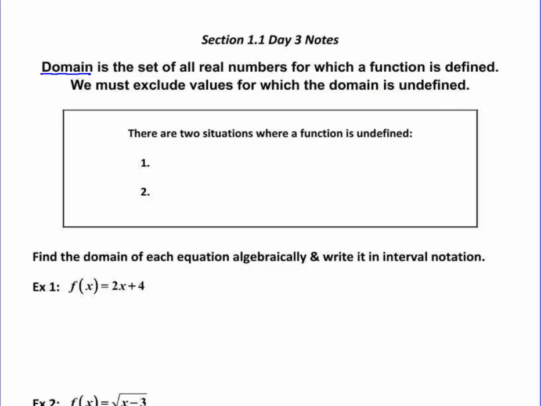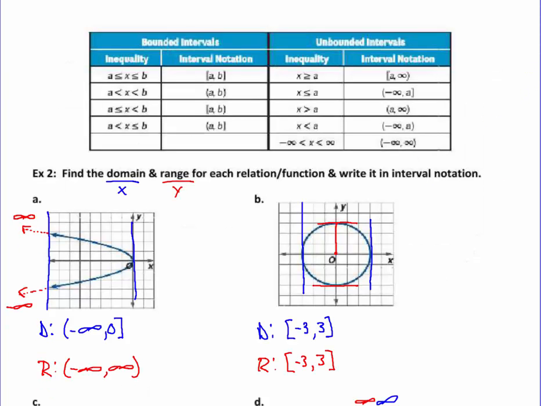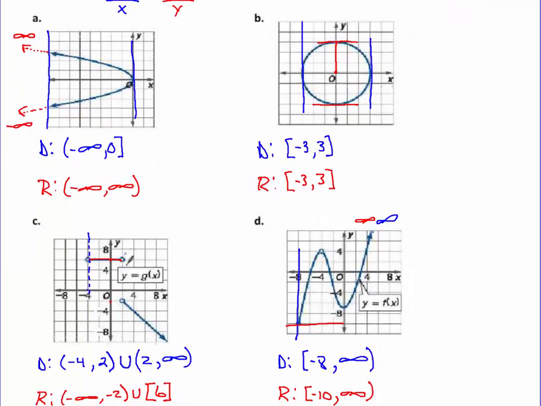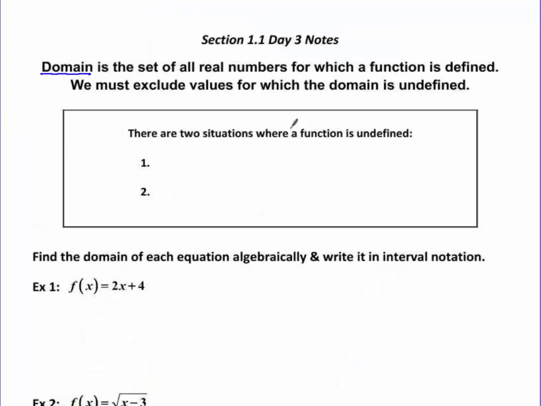If you remember back when we were doing some of these problems here, we saw examples like this where there was nothing there in the domain. So 2 was not part of the domain. So we're going to look at some situations where a function is undefined, and there are two main ones that we need to focus on. The first one is when the denominator equals 0, and the second one is when the radicand, you probably heard that word before but don't remember what it means, is less than 0.